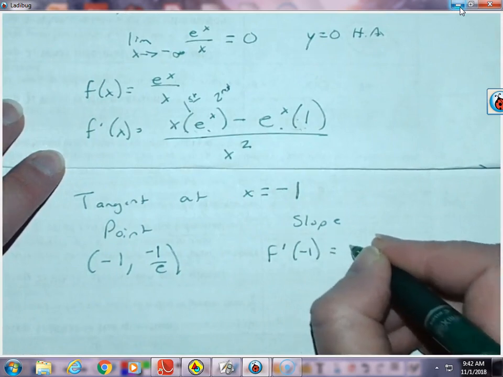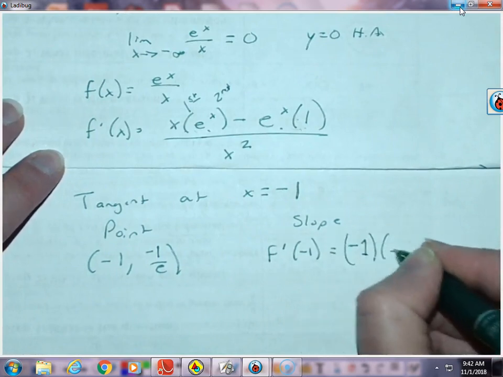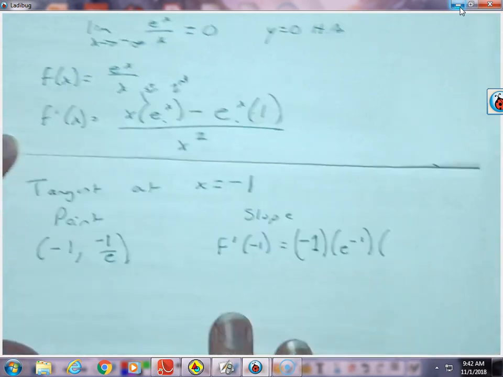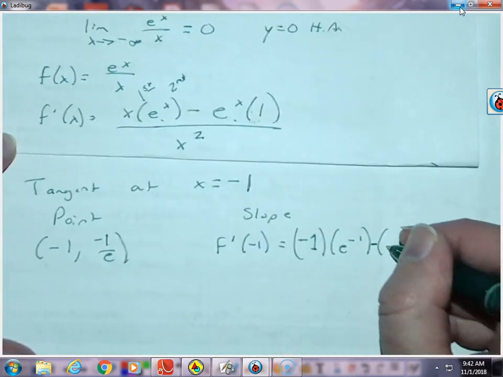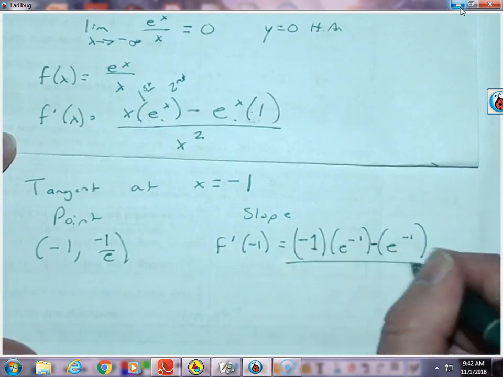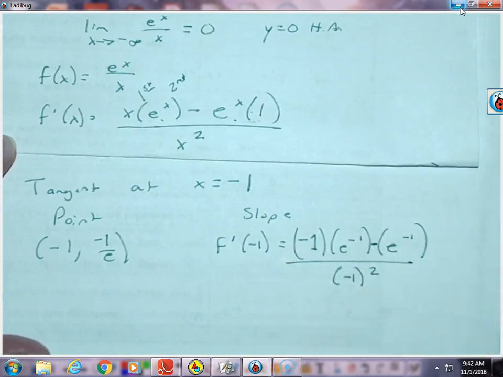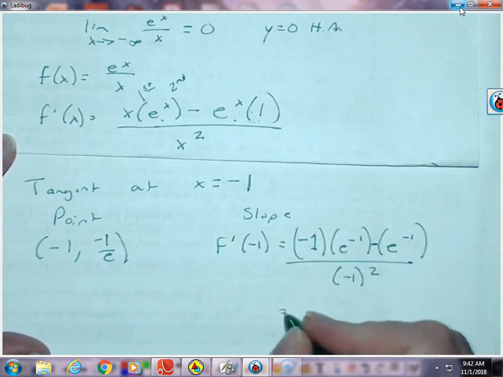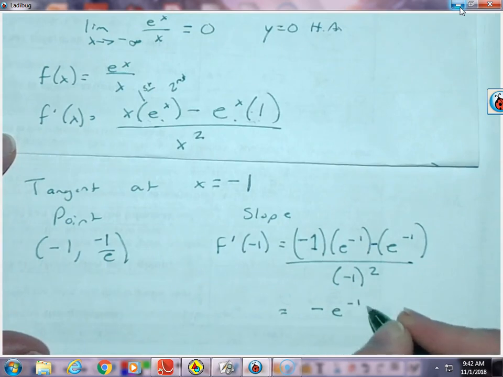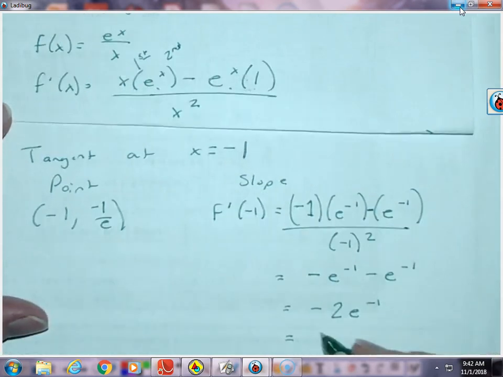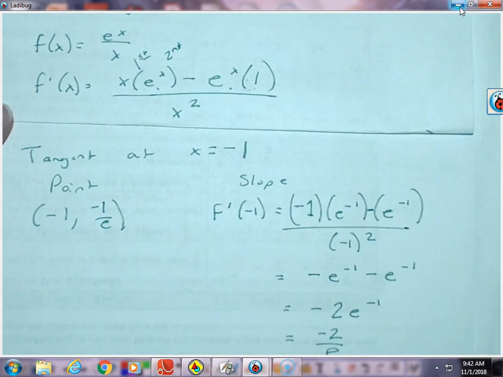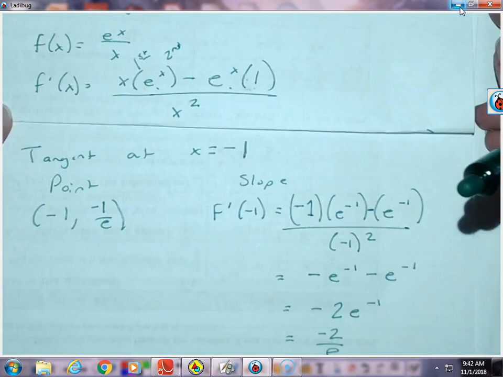So that would be -1 times e to the -1 minus, leave the minus there, e to the -1 over -1 squared. So I caught a break there because -1 squared is just 1. So I have negative e to the -1 minus e to the -1. So that's -2 e to the -1, which is -2 over e. Yes, no, maybe?